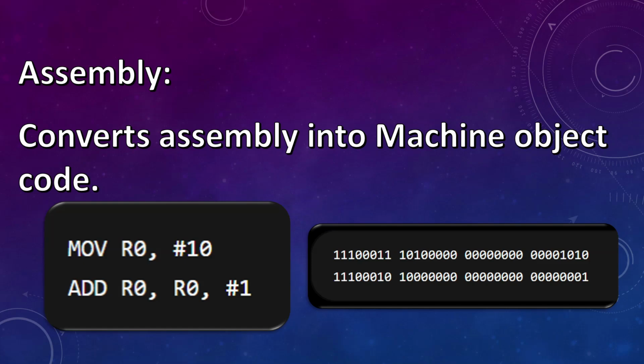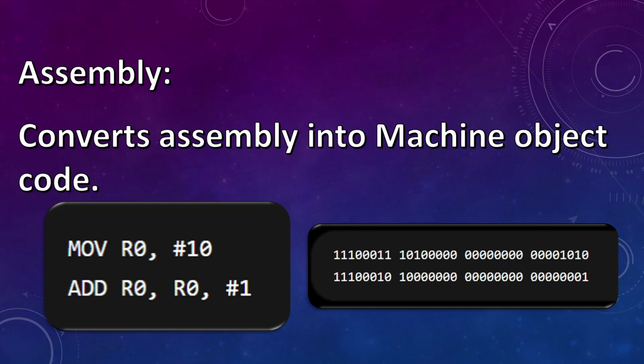Similarly, this code means we are assigning 10 to the register r0 and adding 1 to that r0, and that value we are storing into r0 only. Okay, this is the simple meaning of this assembly code. So this is converted and made into an object file.